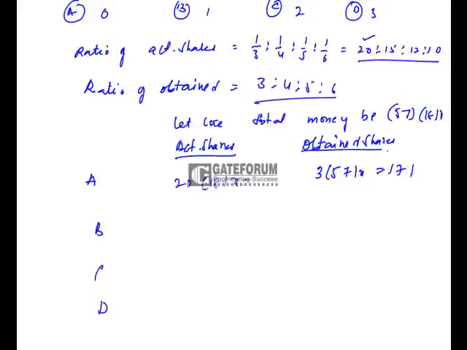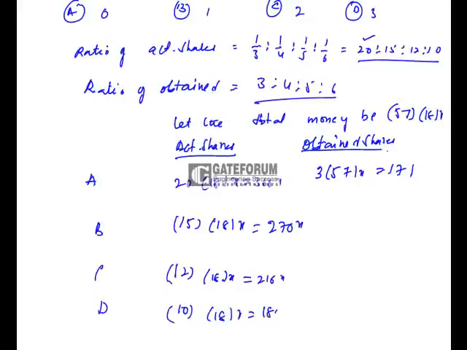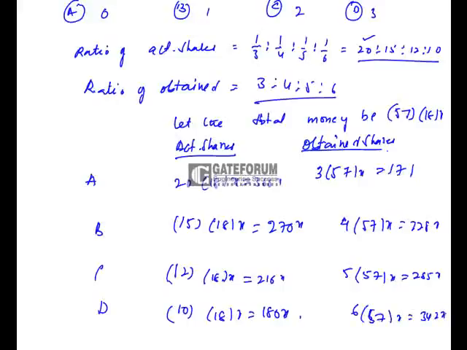Similarly, in the second case, 15 into 18x, and similarly third, 12 into 18x is 216x, and here 270x, and here 10 into 18x, which is 180x. And in the second case, 4 into 57x is 228x, 5 into 57x is 285x, and 6 into 57x is 342x. So clearly we can see that C and D made a profit due to this mistake. So only 2. Answer is C.